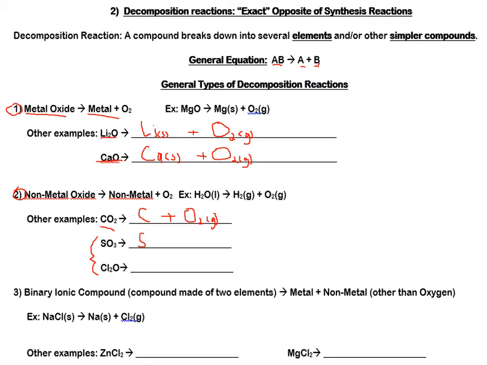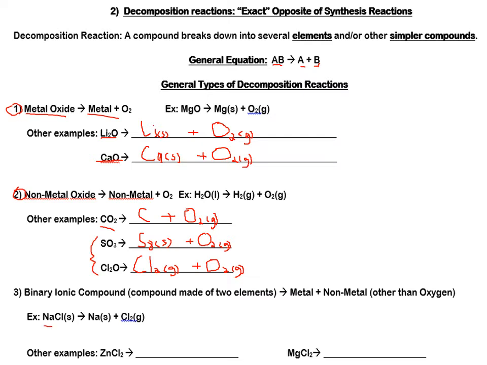So over here I would have S8, sulfur solid, plus O2. And make sure it's gas. Over here I would have Cl2, and you know that's gas. Plus O2 gas. So decomposition is a lot simpler than synthesis, but they really are just the opposite of each other.